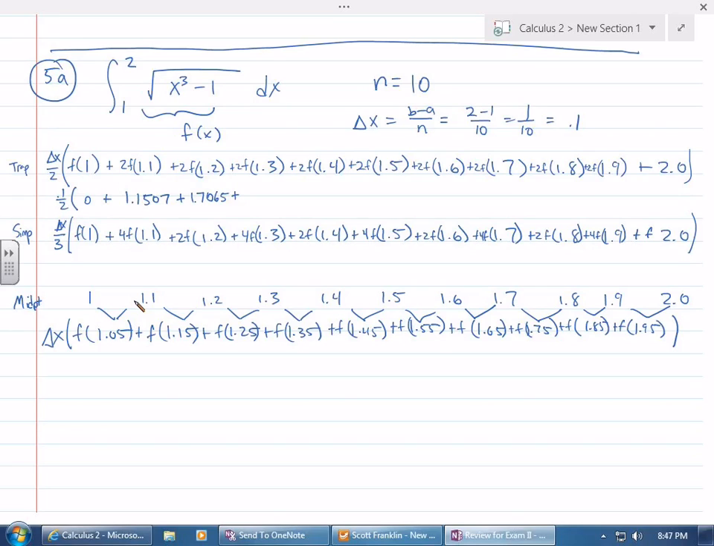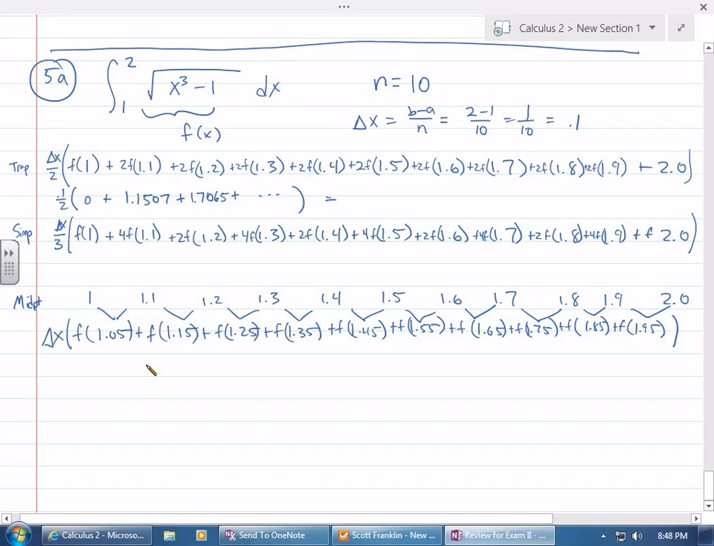Do you get the idea? Do I need to finish that? It's just now plugging into my calculator. I would add all that up, multiply it by 0.1, divide by 2, and I get a number, and it should match the number that's on the answer key. And you do the same thing for Simpson midpoint.